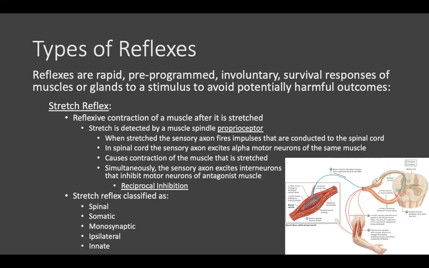And we classify this specific stretch reflex as a spinal somatic monosynaptic ipsilateral innate, meaning that we're not going to cause it to cross over the spinal cord, so it doesn't have to cross back over. It's basically going to be as quick as possible. We don't need to go to the brain for it because, again, if we take any more time than what it needs to have, it could potentially cause damage that we don't want to have. And again, with it being part of the skin and muscles, that makes it somatic. So again, that's what we're talking about.